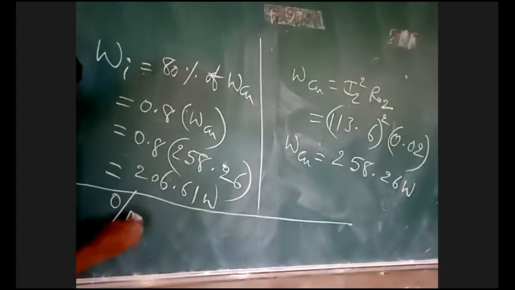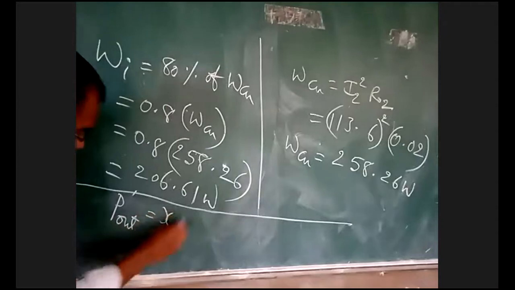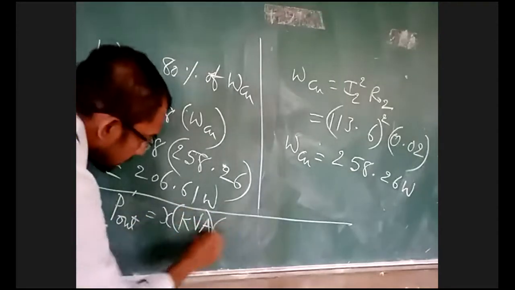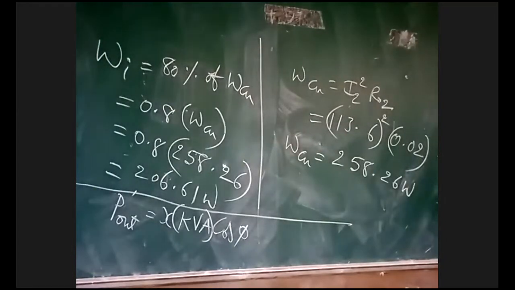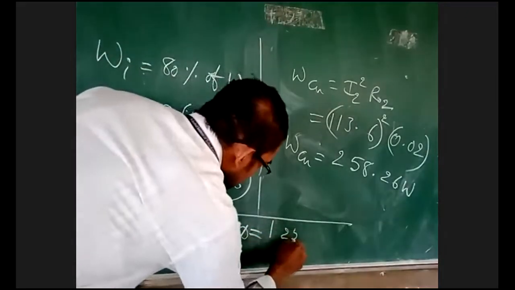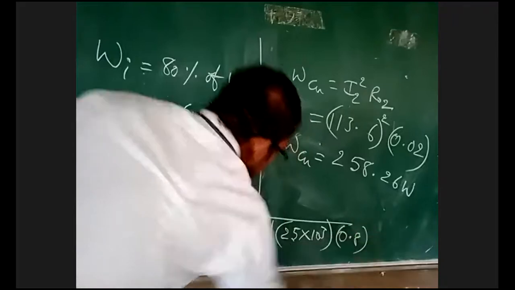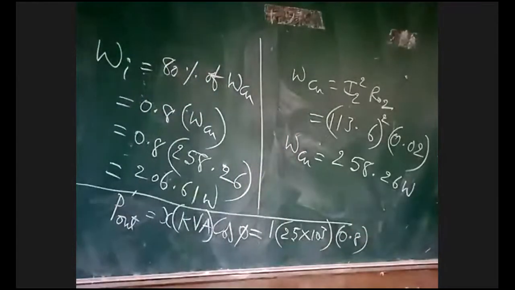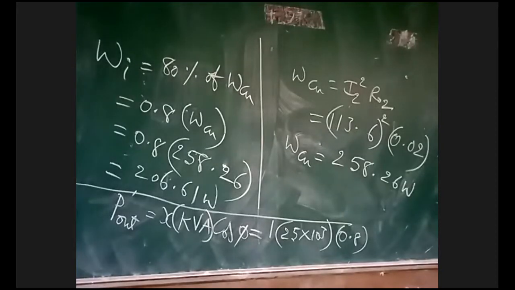Now your output power is equal to x kVA cos phi. In the problem, is he saying any load? Full load. X is 1. kVA is 25 into 10 cube. Cos phi is 0.8. This is your output power.